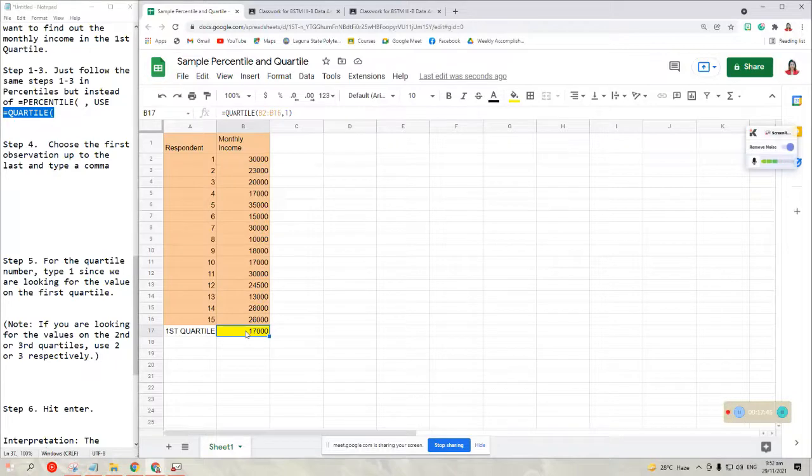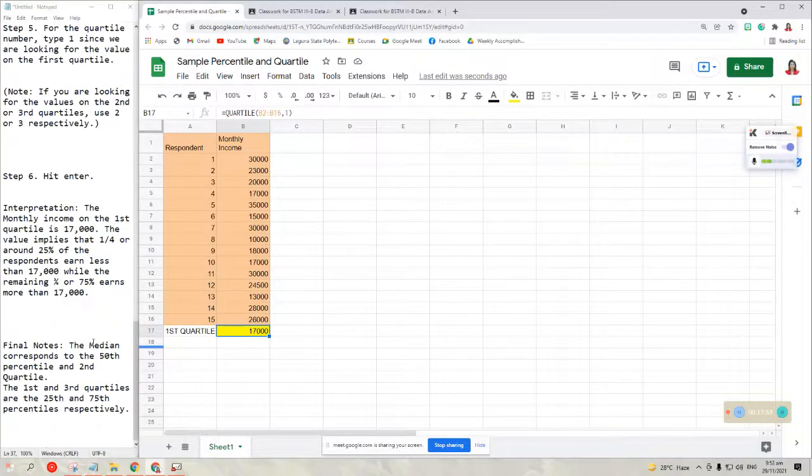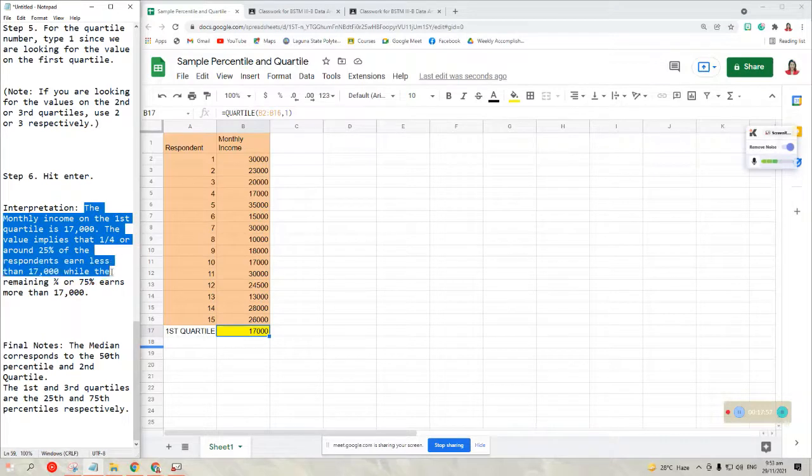Ngayon, ano yung ibig sabihin ng 17,000? Yung value natin sa first quartile. Ito po ulit yung interpretation niya. Isinama ko ulit sa module nyo. So, the monthly income on the first quartile is 17,000. So, that value implies that 1/4 or around 25% of the respondents earn less than 17,000, while the remaining 3/4 or 75% earns more than 17,000.